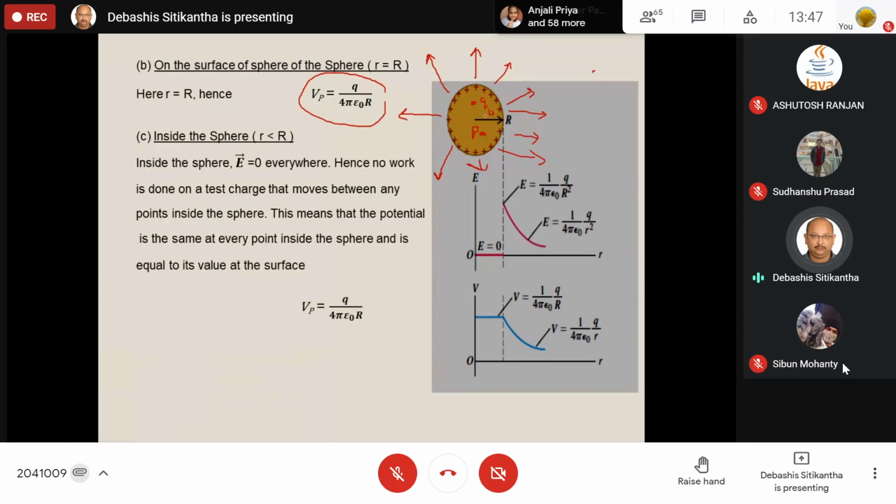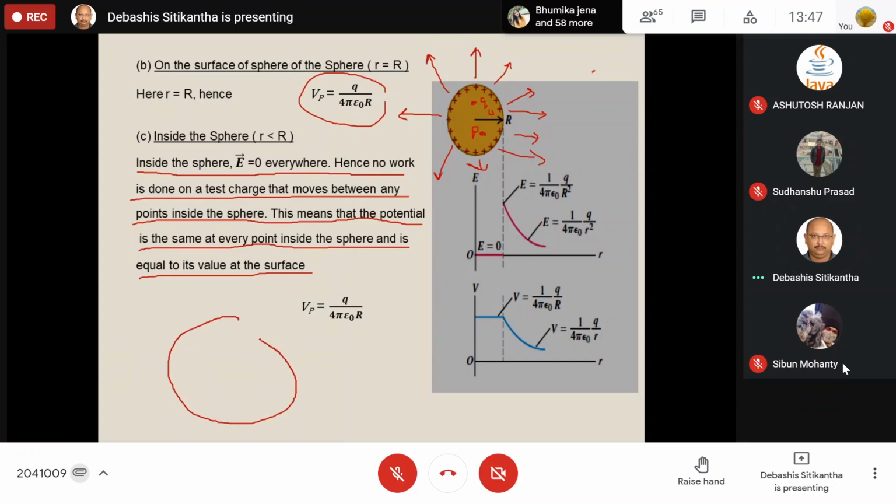How are we going to do it? Now just look over here. Inside the sphere, the E vector is zero everywhere inside. Hence, no work is done on a test charge that moves between any points inside the sphere. This means that the potential is the same at every point inside the sphere and is equal to the value at the surface. Now, a little bit of confusion may arise in your mind. Let me clarify that.